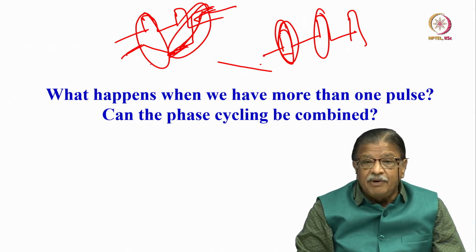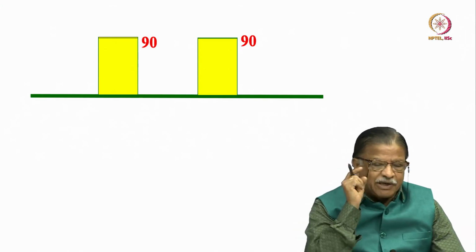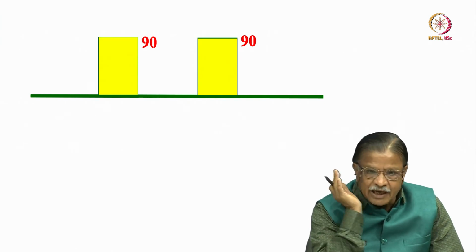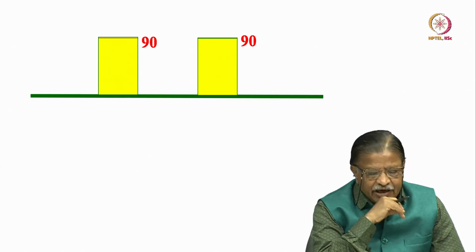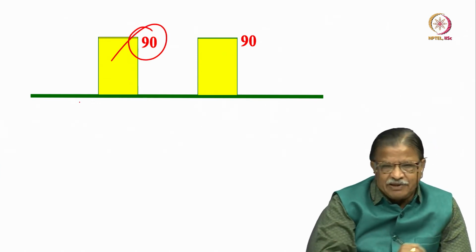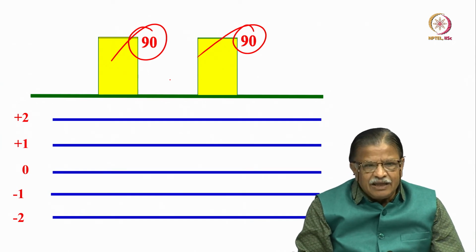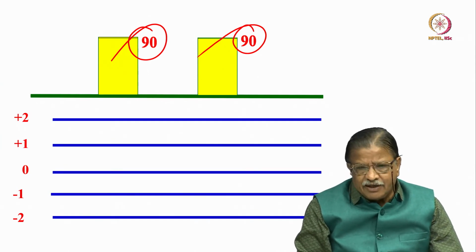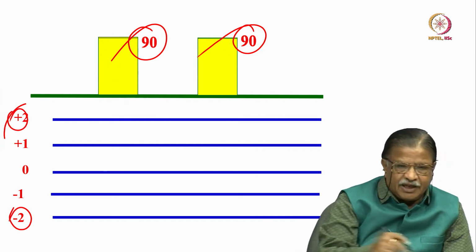Is it possible to combine two pathways of selection when you have 2 pulses? Yes. The answer is yes, you can do that. It is possible to combine the phases when you have multiple pulses. Take for example, you have a 2 pulse sequence, 90 and 90, and we have different coherent orders, -2 to +2. Different coherent orders are there.